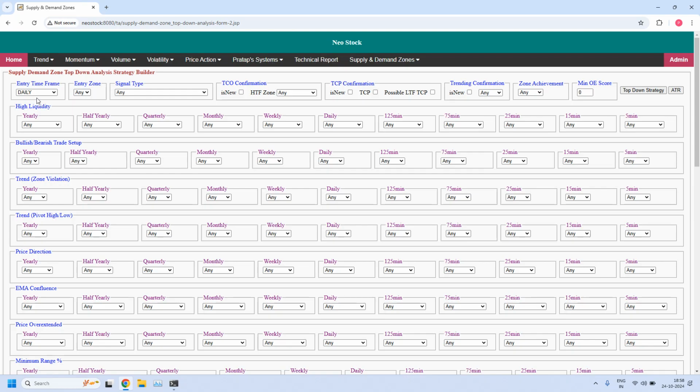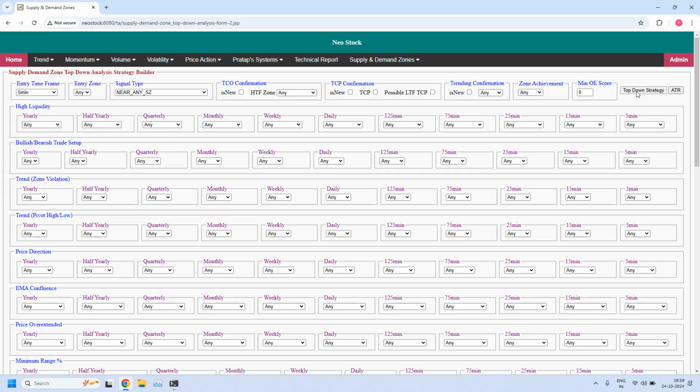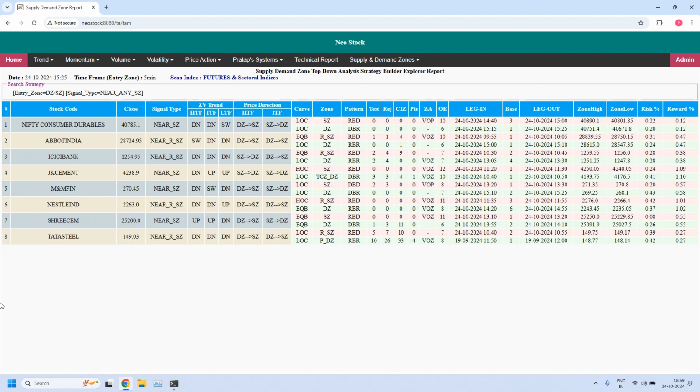Okay, next for the 5 minutes time frame, let us find the stocks near the 5 minutes supply zone. 8 stocks are filtered. Let's verify ITF supply zone confluence in these 8 stocks.